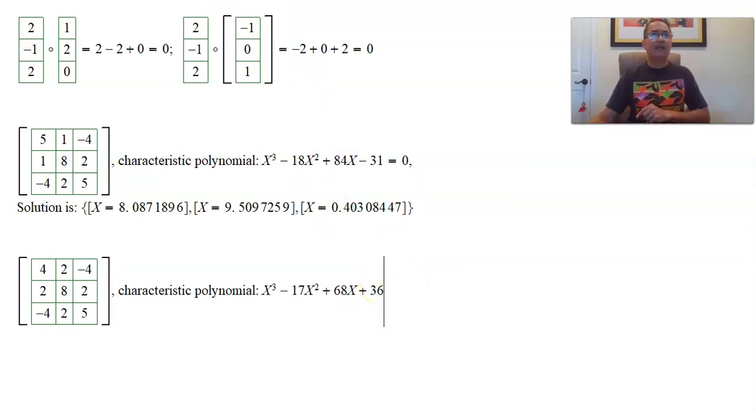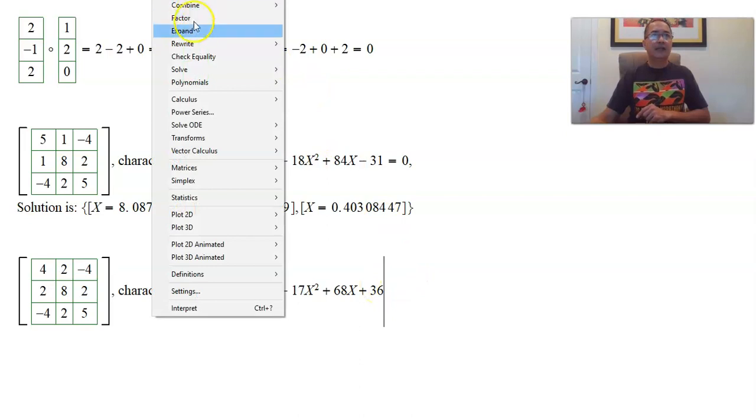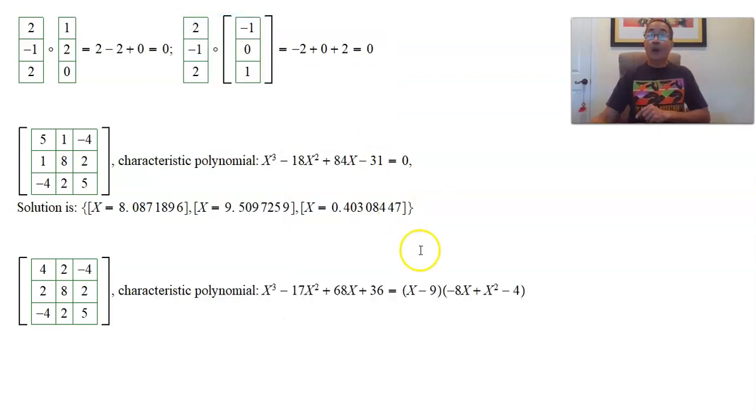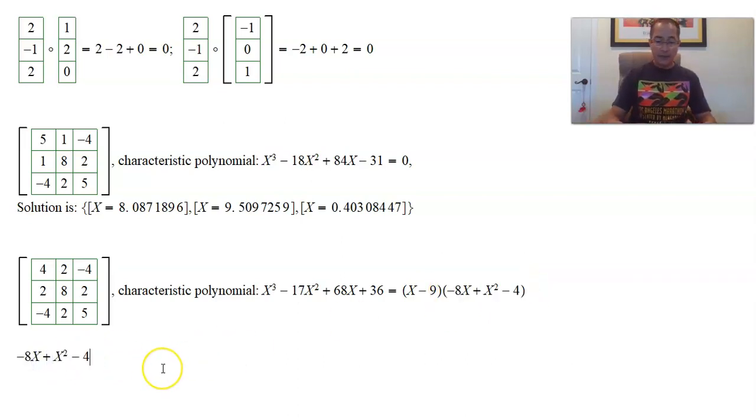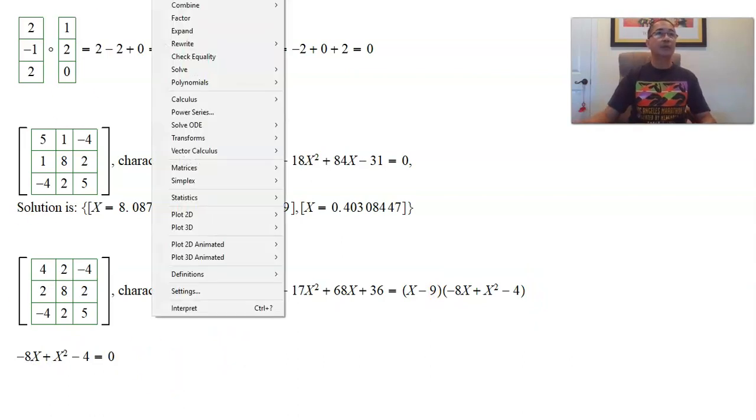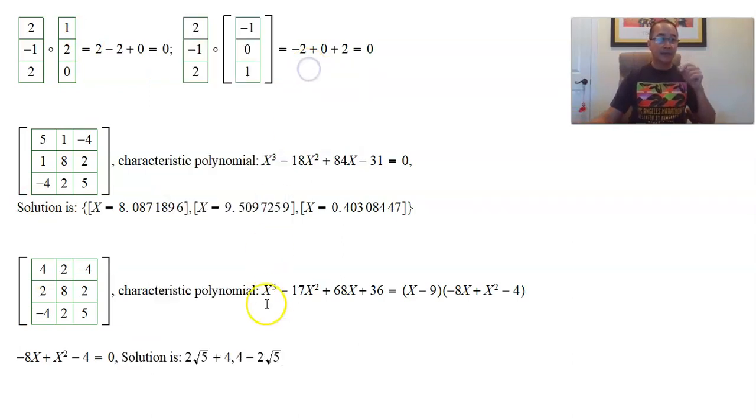Again, different. Any chance that that can be factored? Oh, check it out. 9 is still a root. But this guy probably has irrational roots. Let's make a copy. So set that equal to 0. Compute, solve, accept. Maple can do the quadratic equation very easily. Yep. You have 2 irrational roots. That's basically 4 plus or minus 2 radical 5.